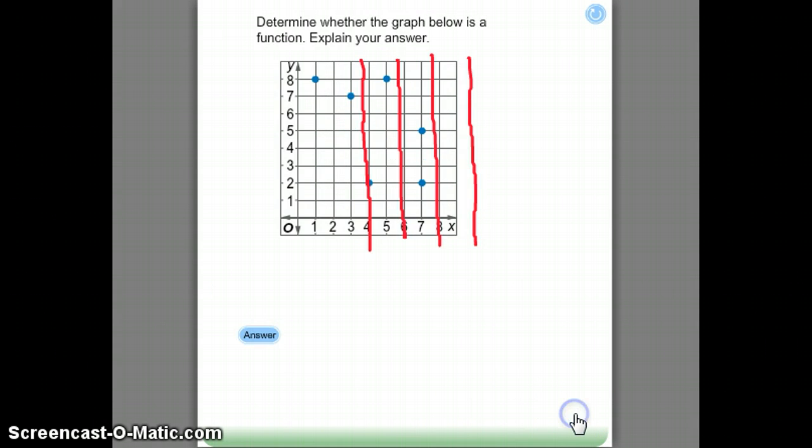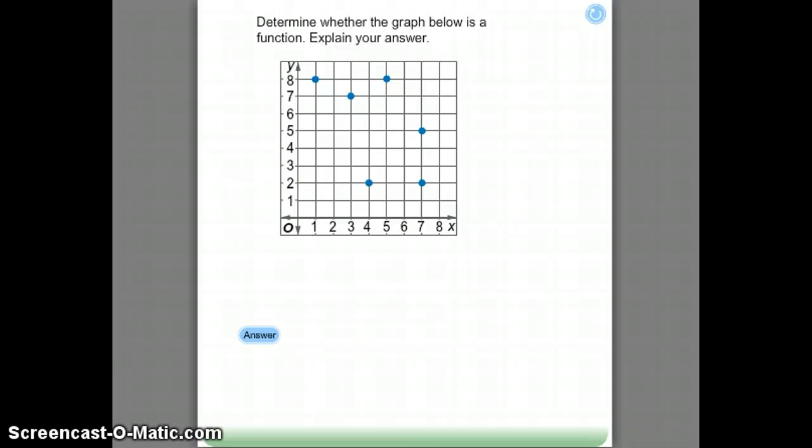Now it's your turn. Go ahead and determine if the graph of these points represents a function and explain your answer.